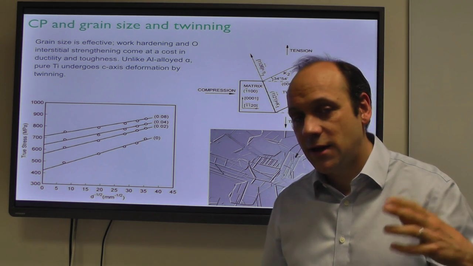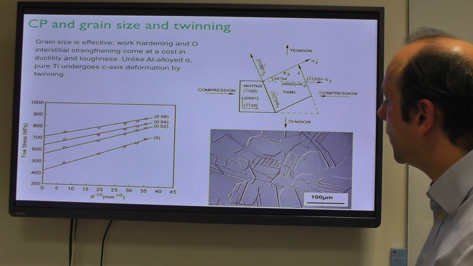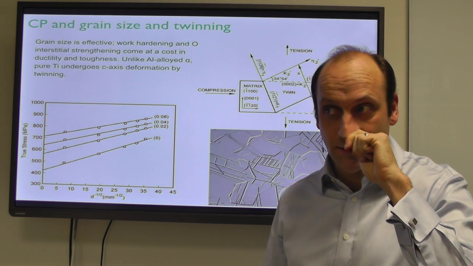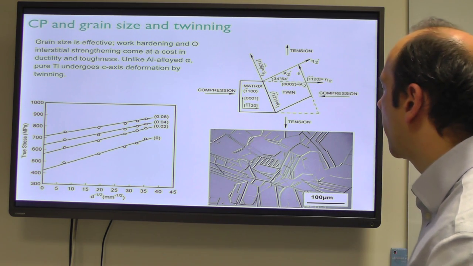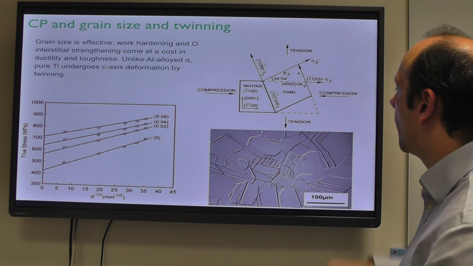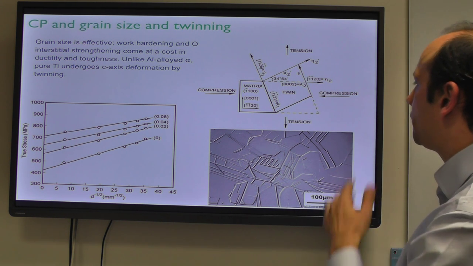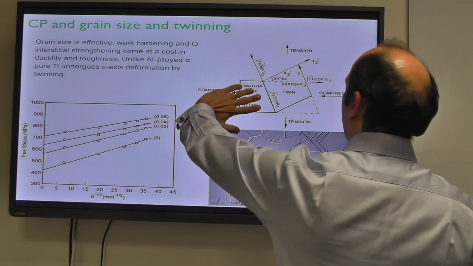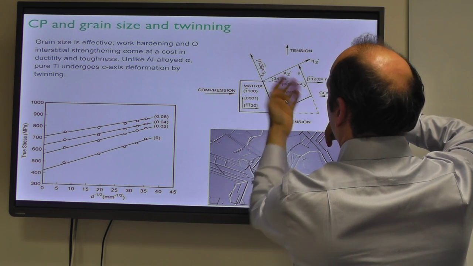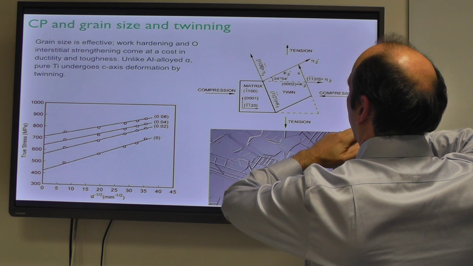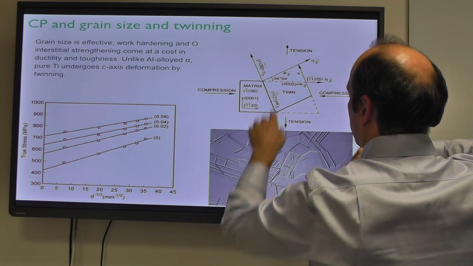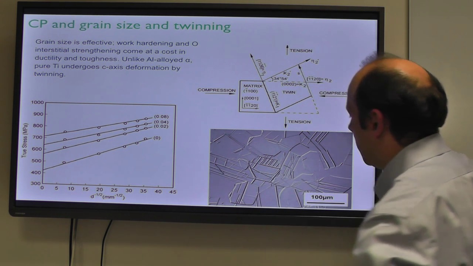The thing about CP titanium that's unusual is that it twins. Aluminium alloyed alpha titanium undergoes c+a slip, or at least such is the consensus. There is some debate to be had about that. Whereas CP titanium undergoes twinning. So this is one of the twin modes. And here you see a reorientation when you put it in tension: your matrix flips, undergoes a rotation of 34 degrees, and that reorients the material. You can see the twins there. You can get twins, secondary twinning as well.